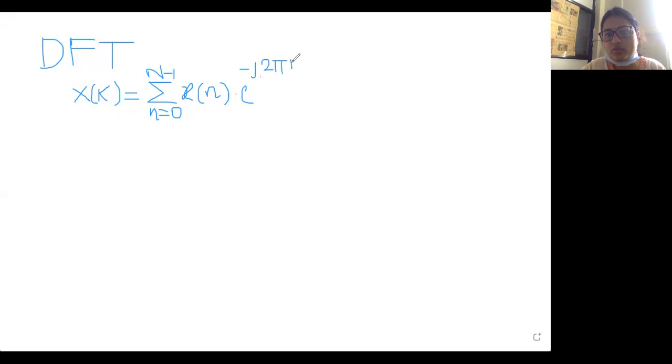So this is my formula in order to convert the input sequence, the time domain sequence, into the frequency domain. Here the range of k is given as 0 to N minus 1. So this is my basic formula in order to calculate DFT values.